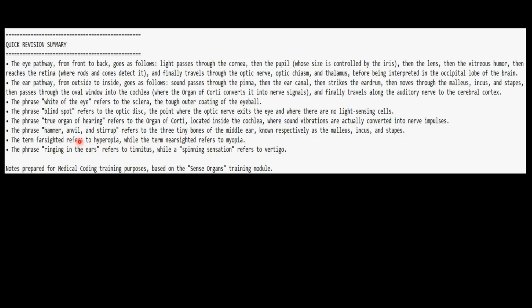Next we have the phrase hammer, anvil and stirrup, which refers to the three tiny bones of the middle ear, known respectively as the malleus, incus and stapes. Then we have the term farsightedness, which refers to hyperopia, while the term nearsightedness refers to myopia. Okay. Next phrase is ringing in the ears, which refers to the tinnitus condition. I'm sure you already know this, because this is a popular condition of the ear. And the spinning sensation is also known as vertigo. So these are all the notes related to the pathological conditions of the ear and the quick summary.